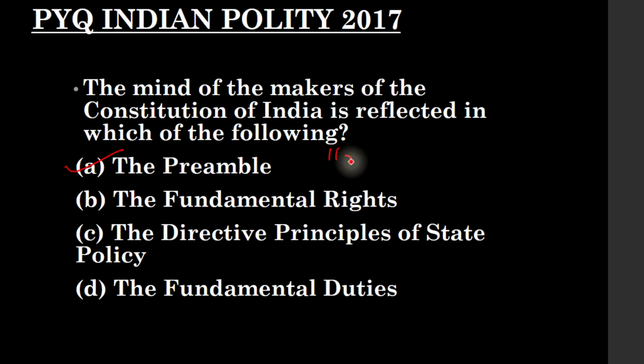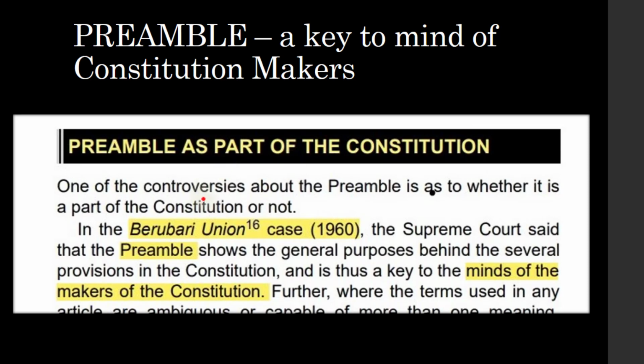The Constitution makers certainly would have applied their minds in the entire Constitution. Therefore, something which reflects their minds must have been a summary, a gist of the entire Constitution, which is nothing but the preamble. Also in the Berubari case, the Supreme Court referred to the preamble as the key to the minds of the makers of the Constitution. Next question.